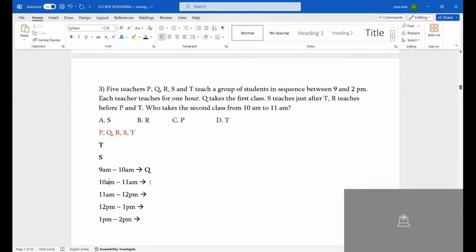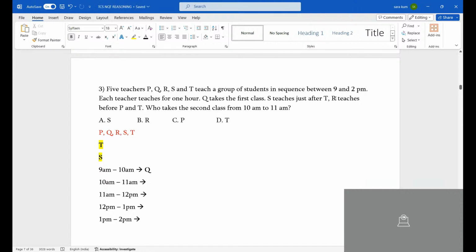Okay, but we do not know whether we can use T and S here, or here, or here. We do not know that, right? But we know that S teaches just after T. So now keep this clue. We'll come back to this. Whenever you are not sure about a particular clue, guys, keep it separately, and we'll come back to this.